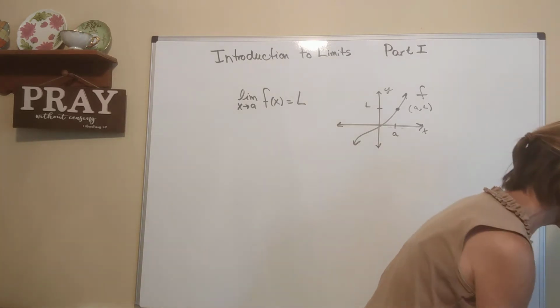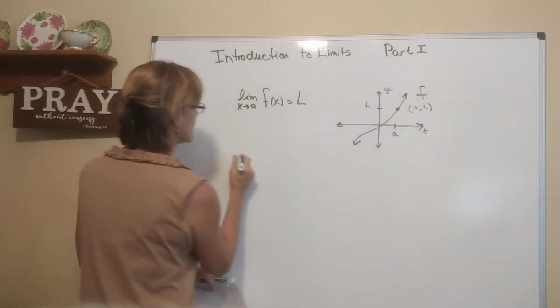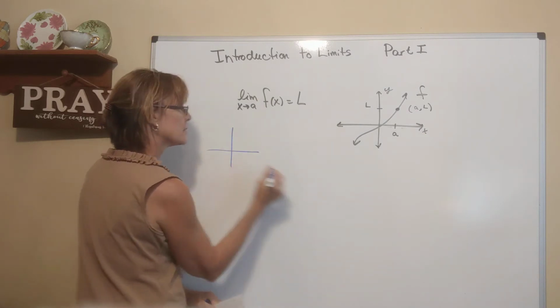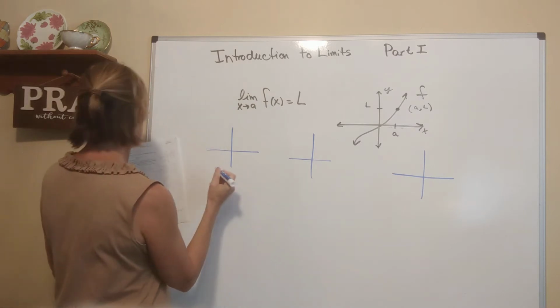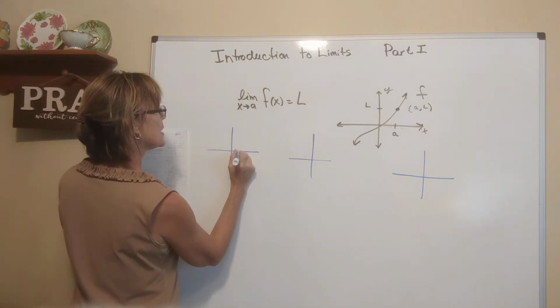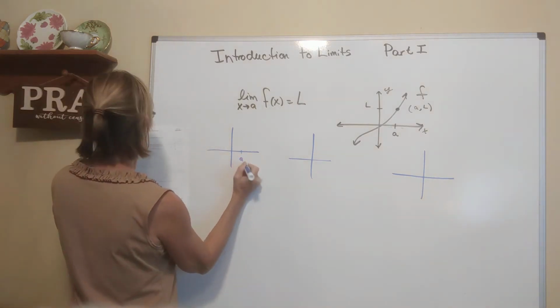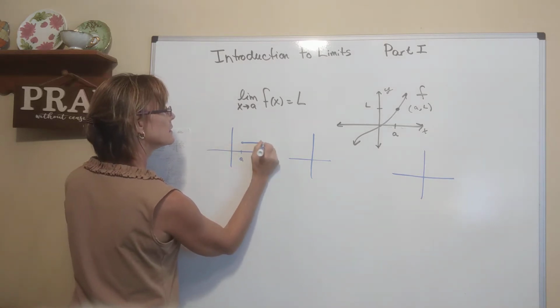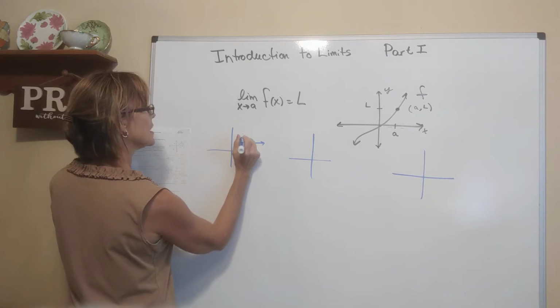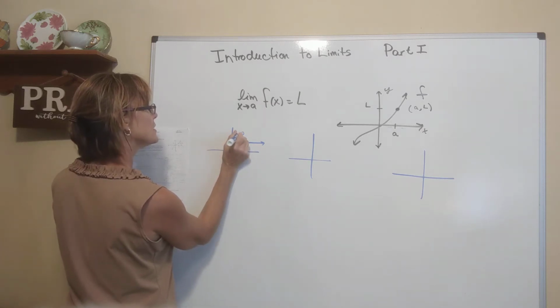What if we've got a graph maybe that looks like this? Let's consider 3 different graphs. Maybe we've got a graph that looks like this. Maybe this is where A is. Okay, and we've got some function here. We've got some other function, and then it's a piecewise function.